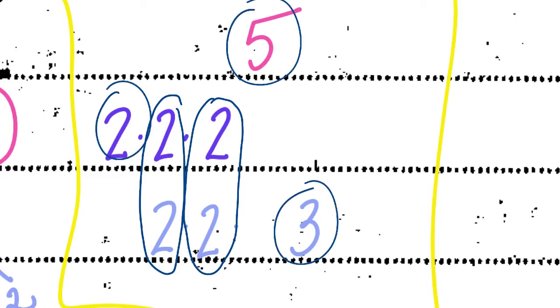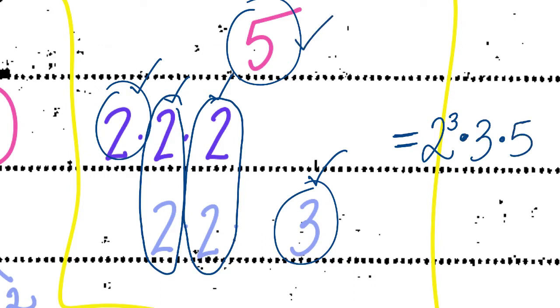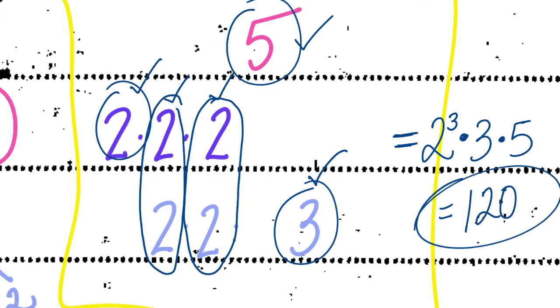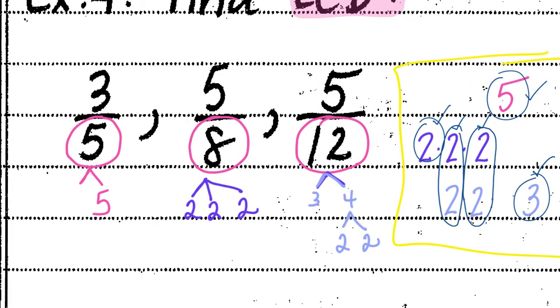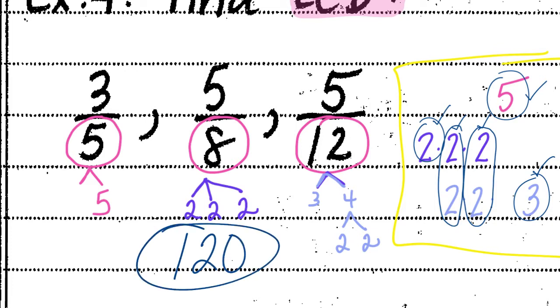So how many 2's do I have circled? I'm going to write the answer right here. I have 1, 2, 3 2's. I have 1 3 and 1 5. Well, 2 cubed is 8, times 3 is 24, times 5 is 120, which would be the least common denominator of 5, 8, and 12. So I'm going to write 120 right here as the LCD, because all it did was ask for the LCD.